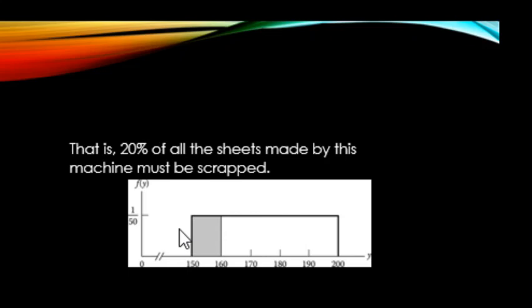Total is 100. You could use integration for this uniform density. We would integrate 1 over 50 from 150 to 160, and that will still give you 1/5 as the answer. Or we took a shortcut here because we know it's a rectangle, and we know the height is 1 over 50 and the width is 10. So we just calculated the area of this rectangle. Either way is fine.